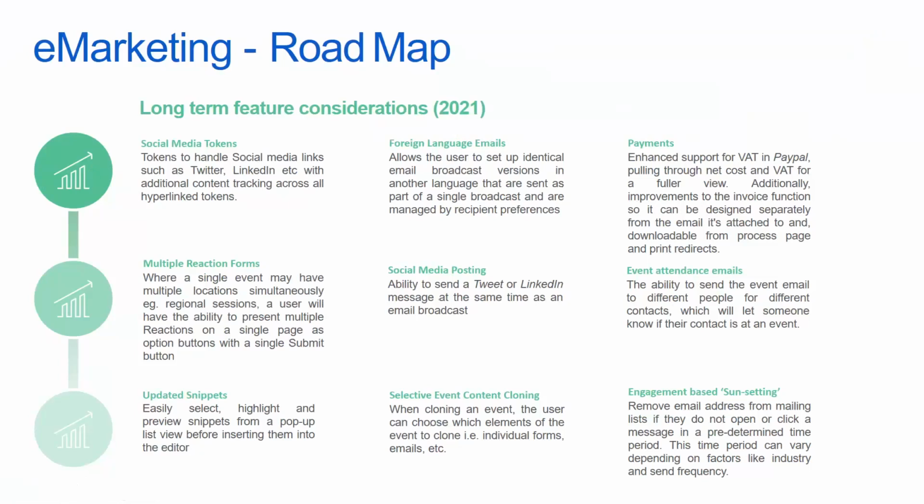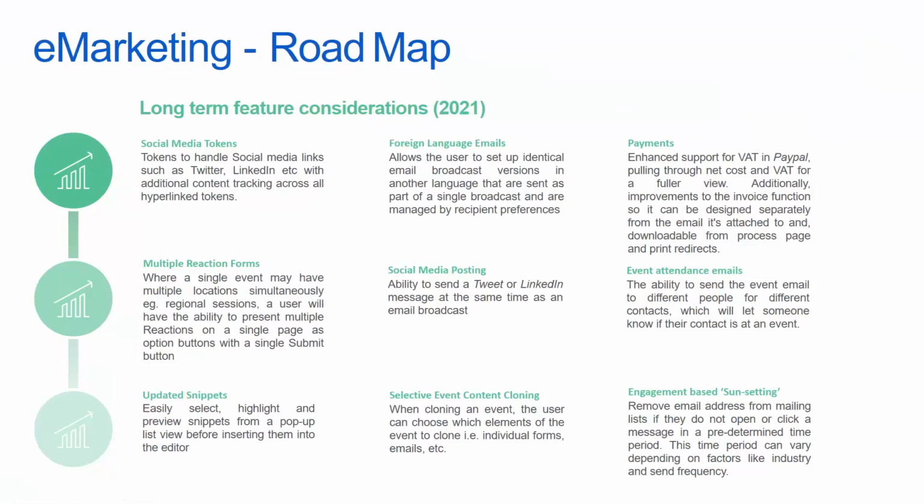Updating the snippets, so that's just giving greater visibility of the snippet being used before it's added into the design. Selective event content cloning, so that is, again, building on our events management module. So it's having a little bit more of a granular selection process when you clone that event. Perhaps you don't want the tokens, but you do want to bring in the images, et cetera.